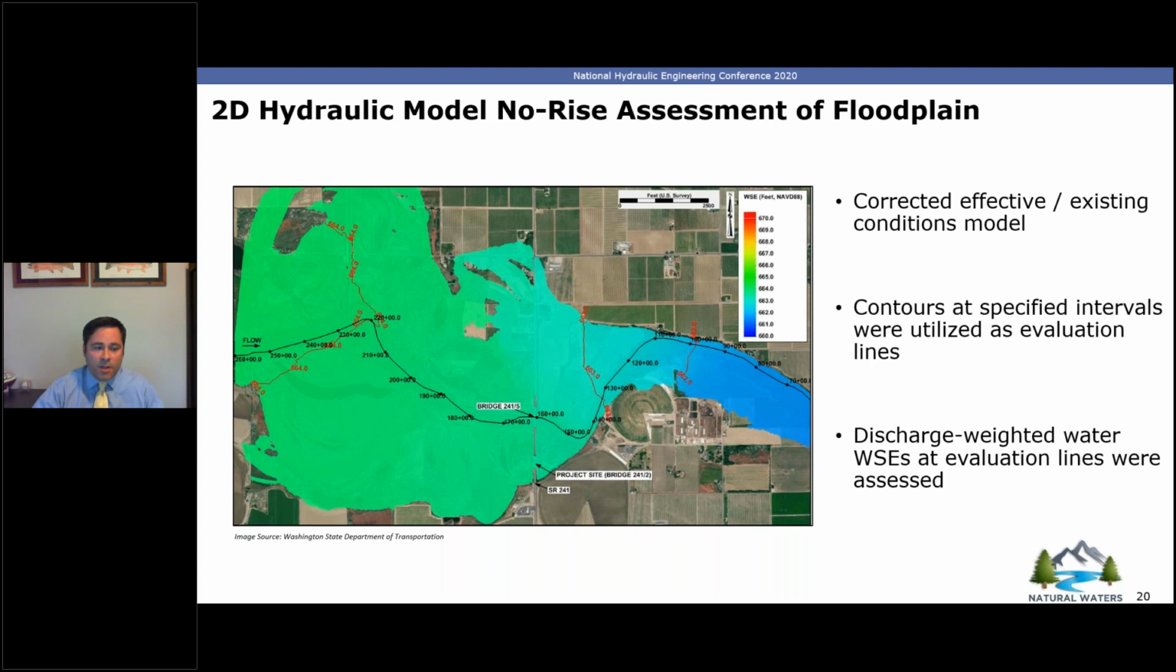And these evaluation lines are very, very important, as Scott was alluding to, because this becomes the line that you will compute a discharge weighted water surface elevation on to compare the existing conditions to the proposed conditions. So this is a really important part of the process that has been worked through FEMA, and I believe will be part of their new guidelines that they're hopefully putting out, like Scott said, I believe in November.